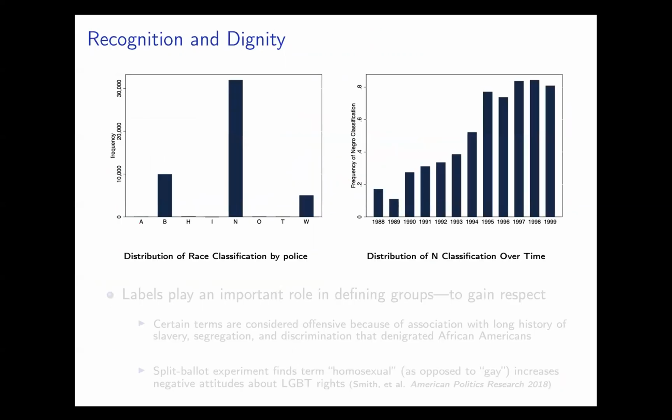We can actually think about recognition and dignity brought about by social movements. Labels play an important role in defining groups to gain respect. And in New Orleans, we can see the distribution of risk classification by police, B, N, and W, and the distribution of N is growing over time.